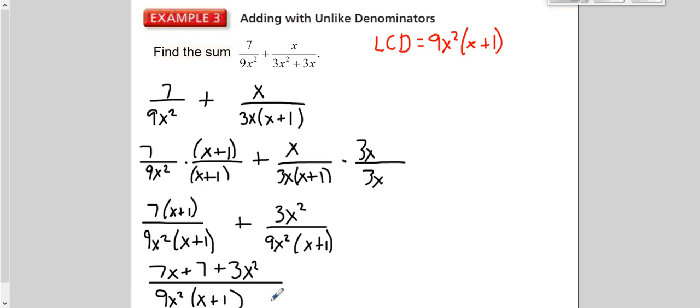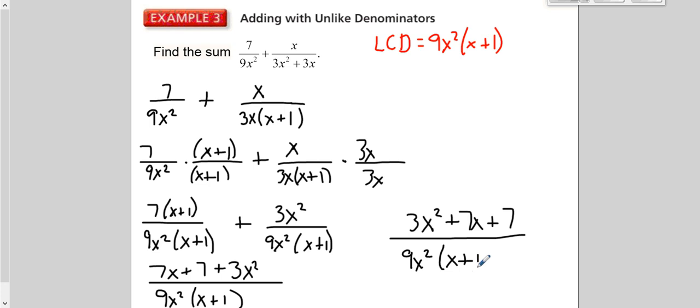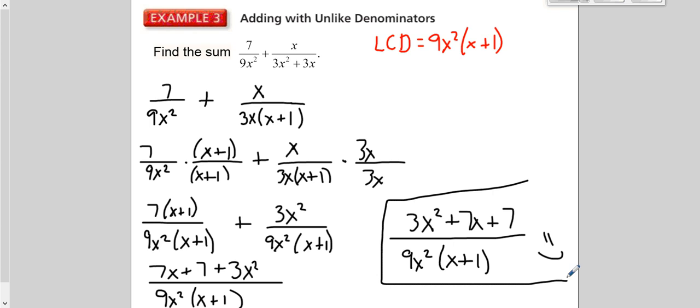All right, this could be the final answer, but we don't want it in that order. So we're going to reorganize our numerators so that the biggest exponents are first, descending order by exponents. And it's okay to leave the denominator in factored form. It's actually preferred. And this is our answer. All right, these take practice. The more of these you see, the easier it will become.